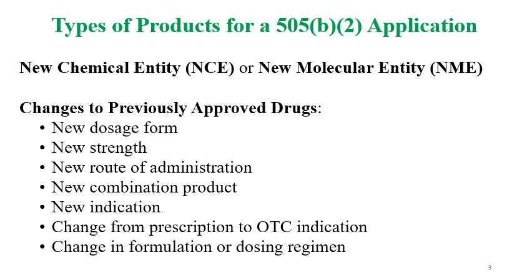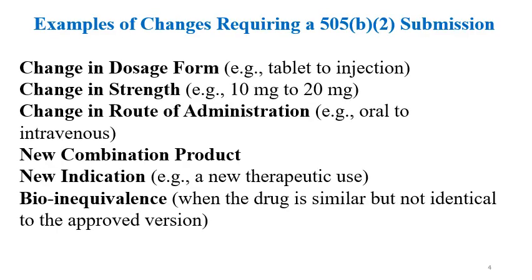New combination product. If separate NDAs are available with single APIs or single drug substances and you are making the combination product, or you are adding a new indication, you are doing some studies and then adding an indication, or you are preparing a formulation for some new indication, or a change from prescription to OTC indication, it is also a type of 505(b)(2). Change in formulation or dosing regimen may also lead to 505(b)(2).